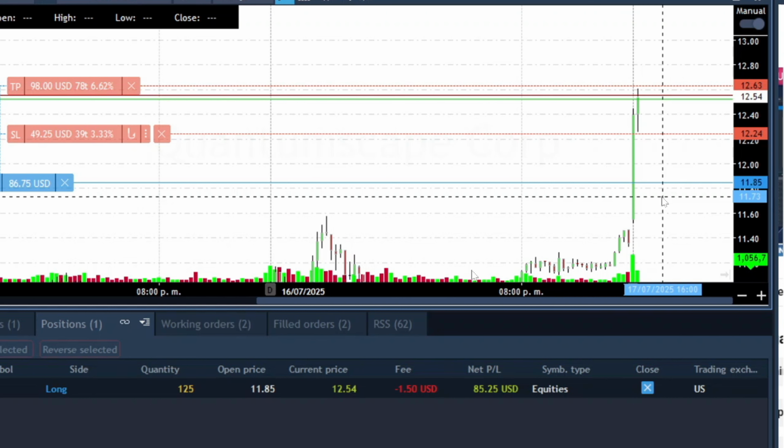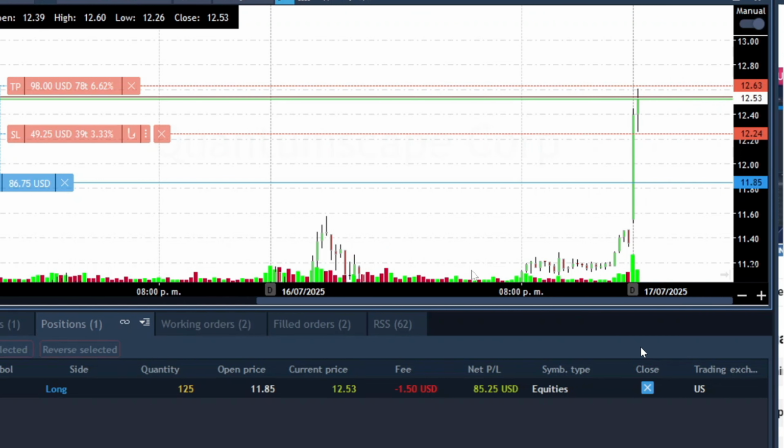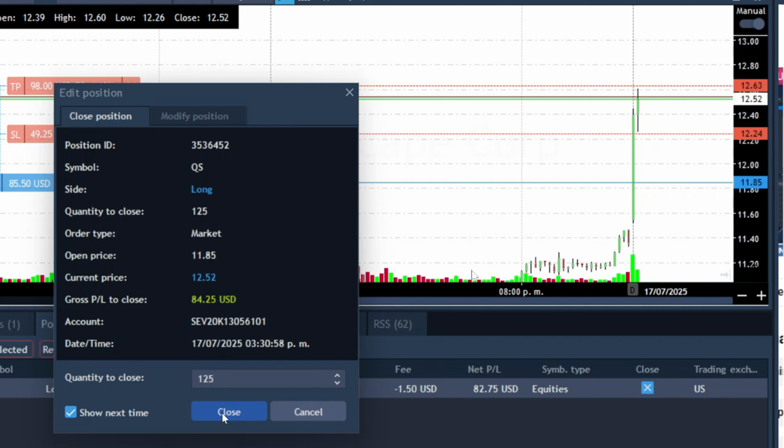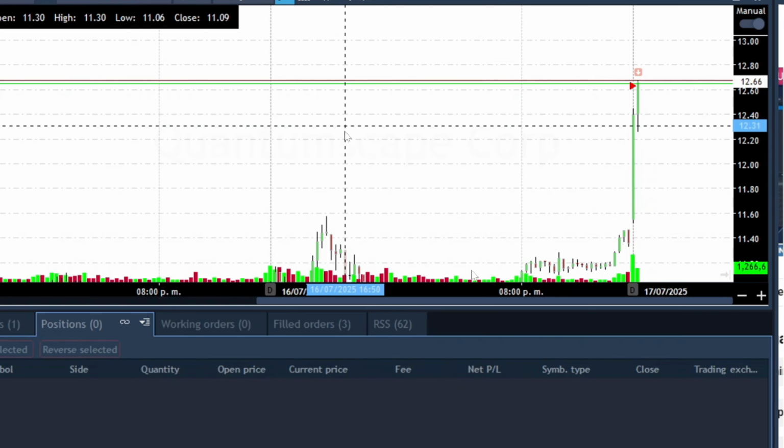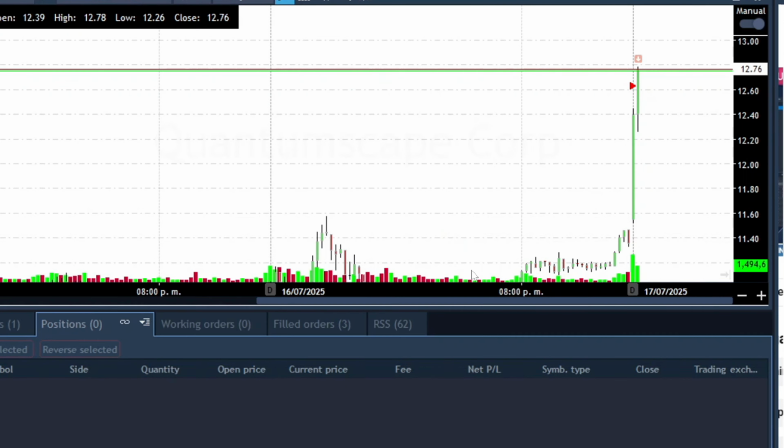Just give it a couple more minutes, seconds. I was ready to close it manually. And then this happened. Okay, so the position was removed, which means I cannot close manually because the position is gone. And that's how we pretty much did it.